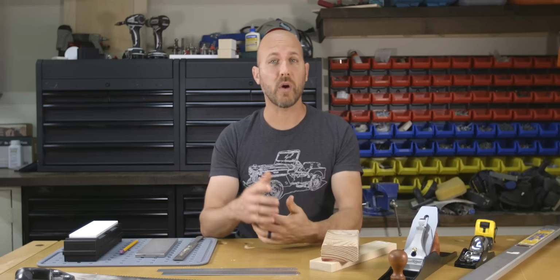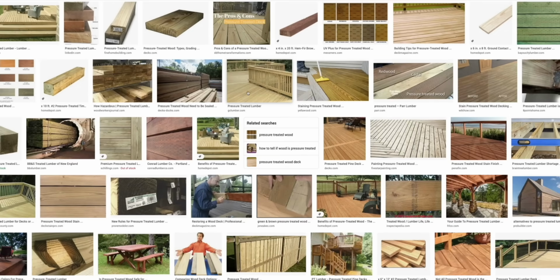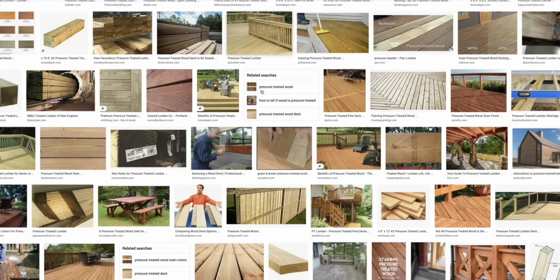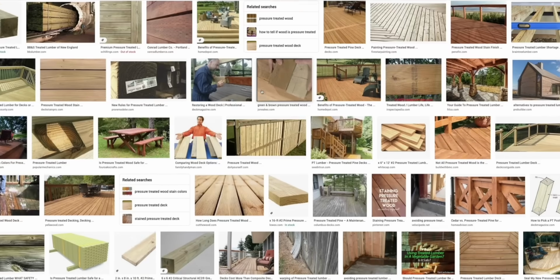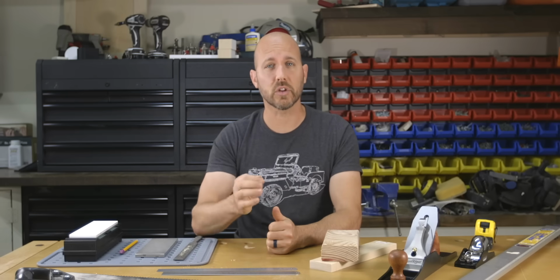However, in the carpentry world, there is a product called PT lumber, or pressure treated lumber, which is really wet. This lumber is treated with chemicals that resist rot and insects, which makes it a great choice for outdoor projects. No matter what wood you buy, there are 6 common defects to look out for.